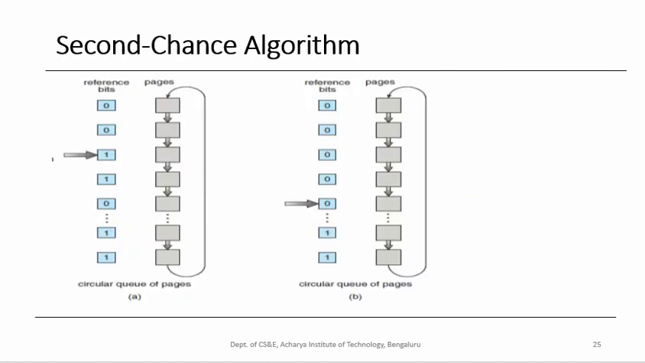Next we have the second chance algorithm. What I have shown here are the reference bits associated with different pages of a process. Let's say this is the reference bit associated with page 0, page 1, page 2, 3 and so on. Now this algorithm allows us to select a victim page or a victim frame.